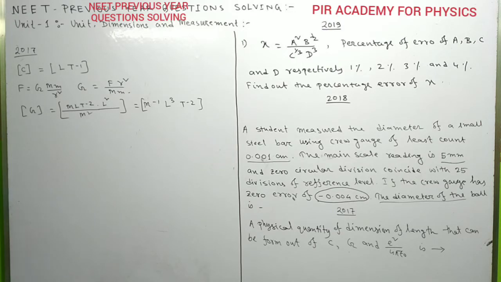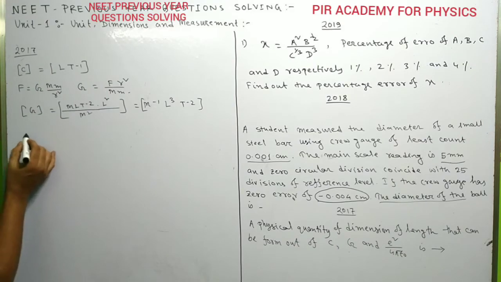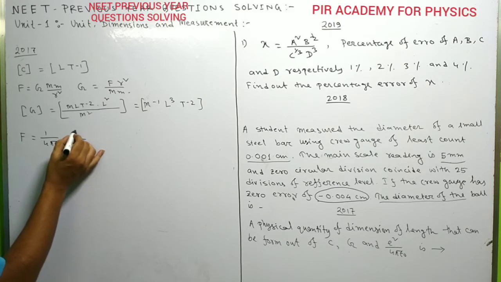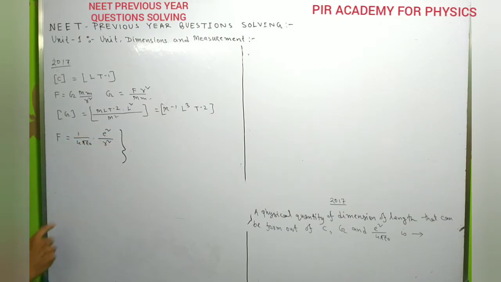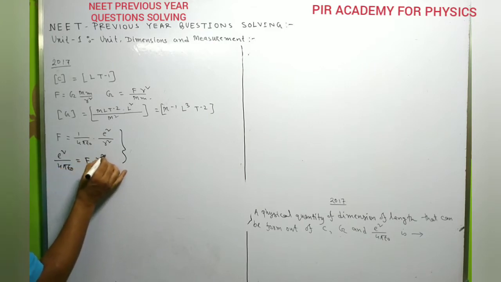Okay, now here is another quantity, e square by 4 pi epsilon naught, where e is the charge of electron. Using Coulomb's law, force F equals 1 by 4 pi epsilon naught into charge square, Q square. So we can write the force equals 1 by 4 pi epsilon naught e square by r square, e for charge. Then it can be written as e square by 4 pi epsilon naught equals F into r square.